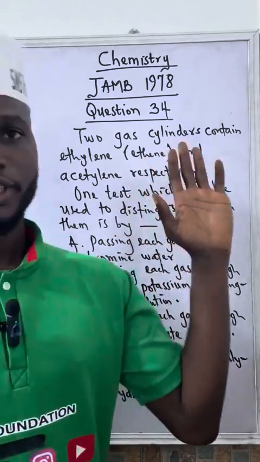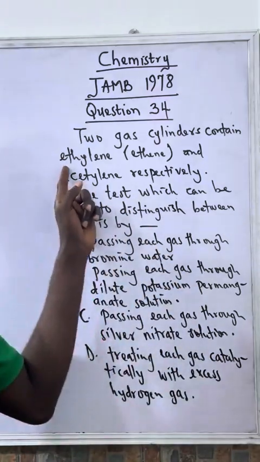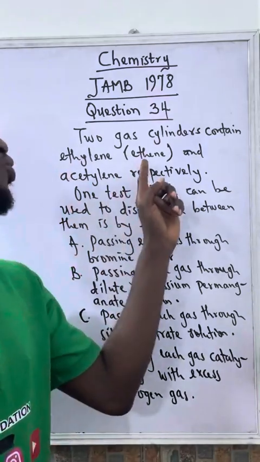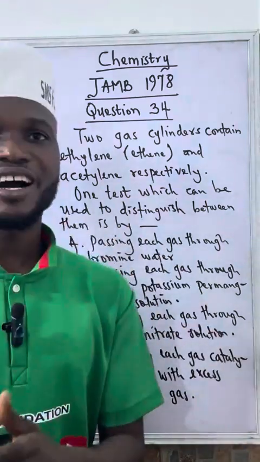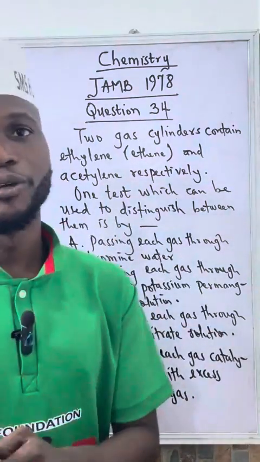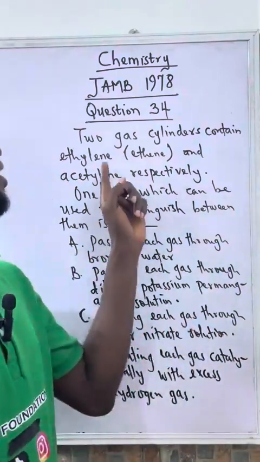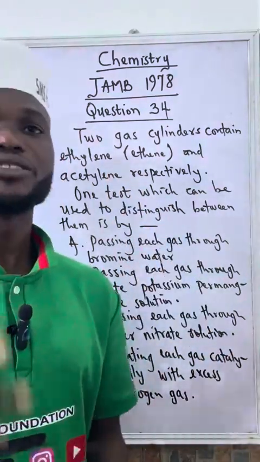Very good. This question wants to test your understanding of how to distinguish between ethylene and acetylene. In short, between ethene and ethine. You know, both of them are unsaturated hydrocarbons. That is, they contain multiple bonds. So ethene contains a double bond, while ethine contains a triple bond.